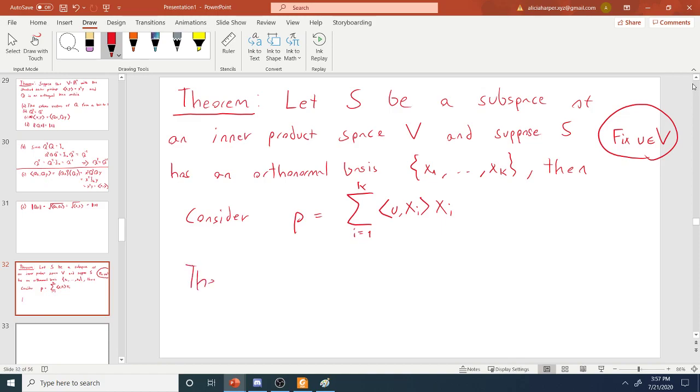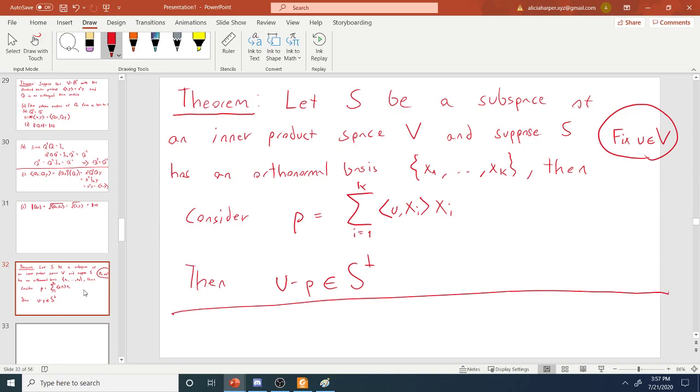Then u minus p is an element of the orthogonal complement of S. So this is going to be the most important theorem that we do because it's going to inform something that we're going to call the Gram-Schmidt process, which will enable us to form orthonormal bases for arbitrary inner product spaces. But before we can do that, we have to prove this.